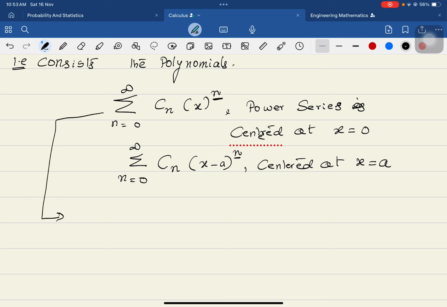When I expand this series, when n is 0, it is c0. When n is 1, it is c1 into x power 1. When n is 2, it is c2 x square. When n is 3, it is c3 x cube, and so on. So this is nothing but a polynomial, right? As I explained in the previous lecture, it's a geometric series, right? The power series is the geometric series.